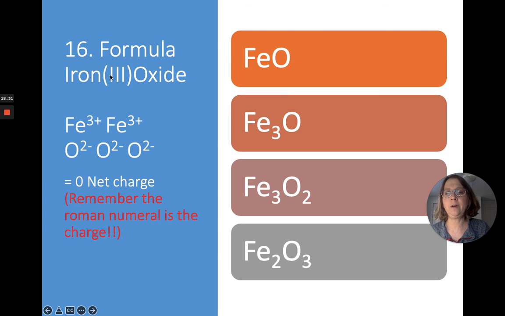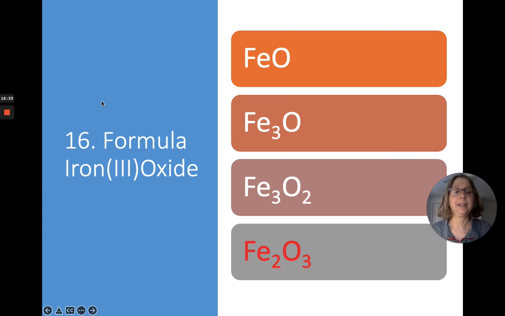Okay, let's try one more. Let's do this one. I think I've already told you the answer, but the formula is iron 3 oxide. Why is it written like this? Look, there's a 2 on that iron. Why is there a 3 there? Because it's not telling you the subscript. It's telling you the charge.